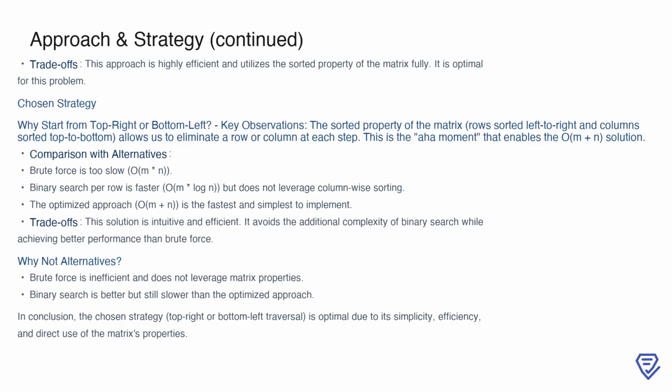The key insight here lies in recognizing how the matrix's properties allow us to systematically reduce the search space. This is what makes the top right or bottom left traversal the optimal solution for this problem. By directly addressing the problem constraints and leveraging the matrix structure, this approach stands out as the best choice for solving the problem efficiently and elegantly.